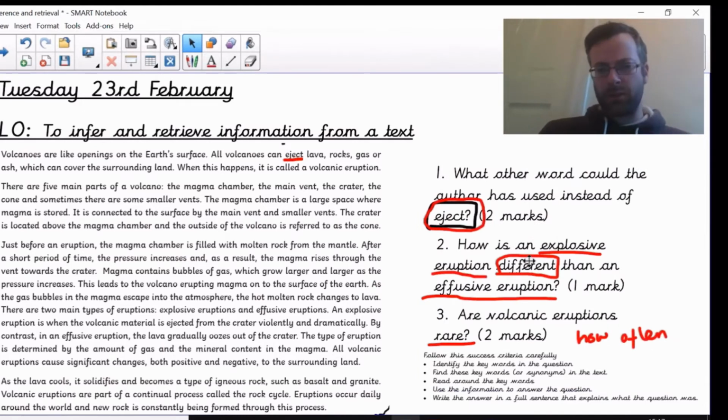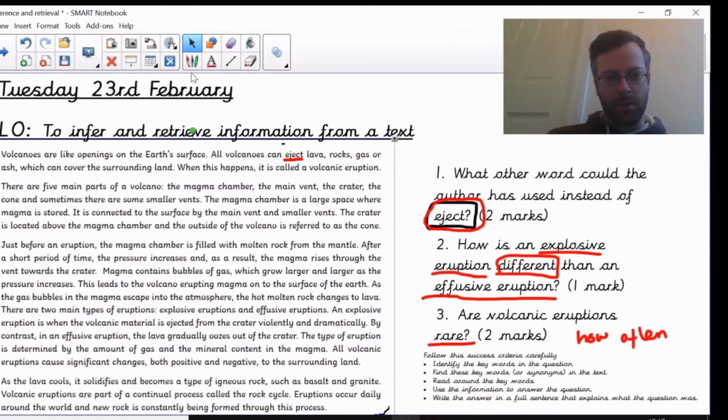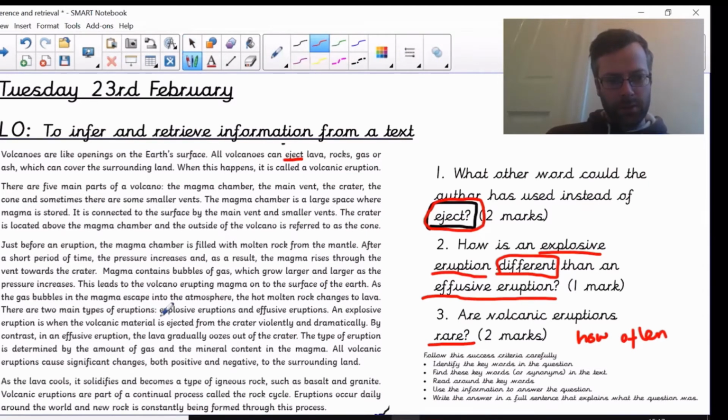How is an explosive eruption different than an effusive eruption? So I need to scan the text and try and find where it talks about effusive and explosive. There are 5 main parts of a volcano. Okay, I don't think it's there. The magma chamber is a large space. Just before an eruption, the magma chamber is filled with molten rock. Magma bubbles. This leads to volcano erupting. There are 2 main types of eruptions. Here we go. There are two main types of eruptions: explosive eruptions and effusive eruptions. Now that doesn't tell me what the difference is yet, so I need to look at that.